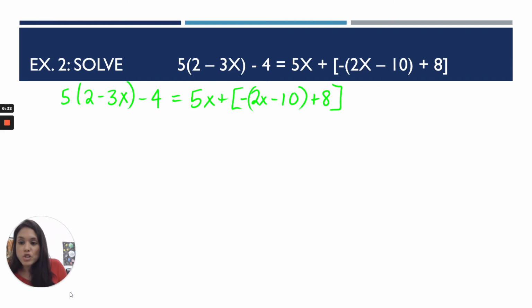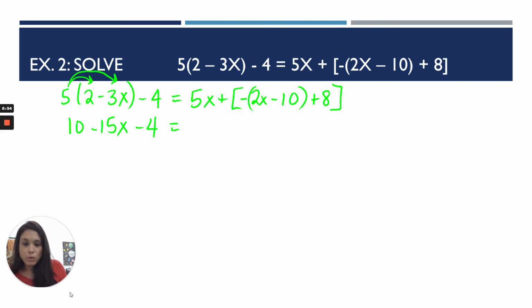So I need to distribute this 5. It's outside of the parentheses. Remember, we need to get rid of the grouping symbols first. So let's distribute this 5. That's the way we're going to get rid of the grouping symbol. 5 times 2 is 10. 5 times negative 3 is negative 15x minus 4.